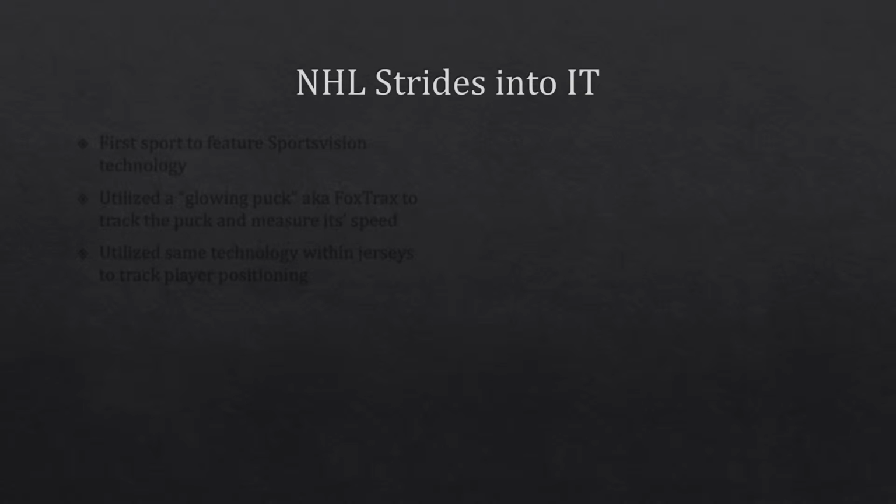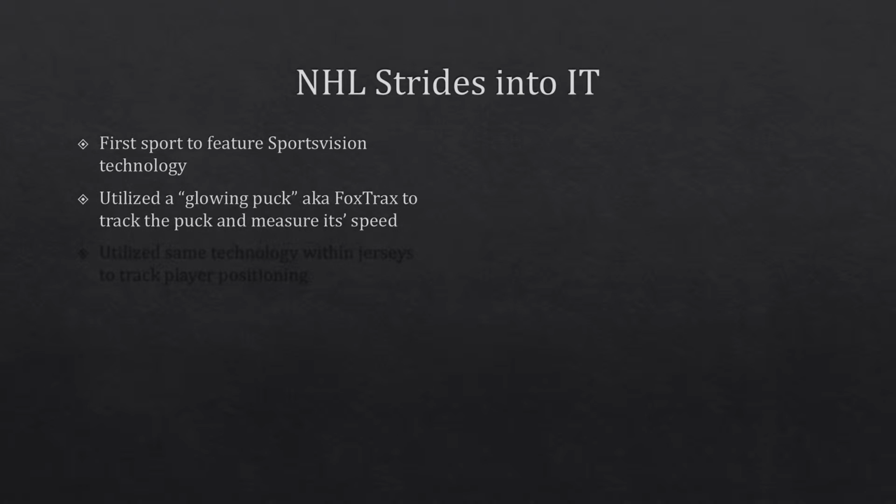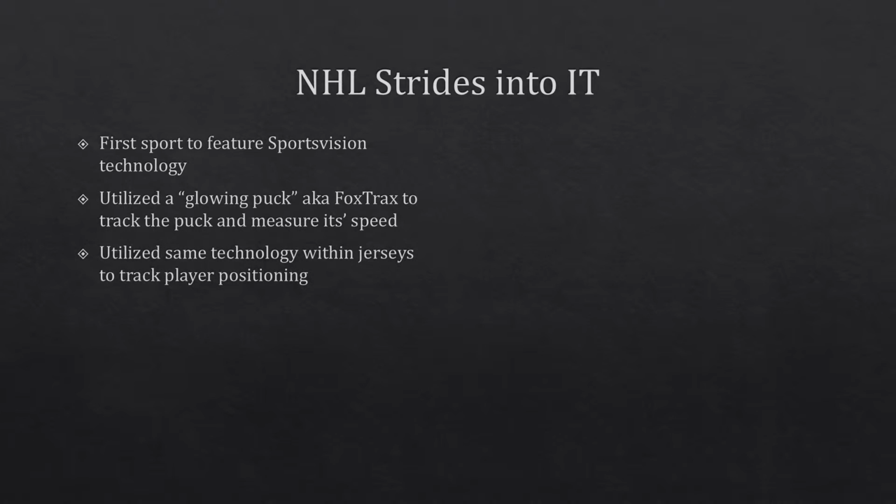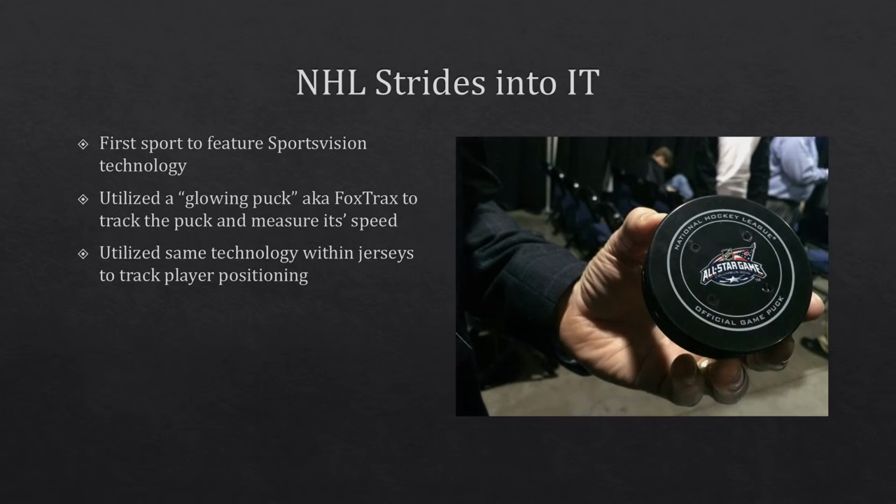How the NHL is taking strides. They were actually one of the first sports to utilize sports vision technology, and they created a glowing puck, which is also known as FoxTrax, which is utilized to track the puck and measure its speed on the ice. And then that same technology is being used in players' jerseys, which turned into a chip, and they utilize sensors as well to track the player's positioning on the ice, so you'll know where they are and how fast they are going at all times.